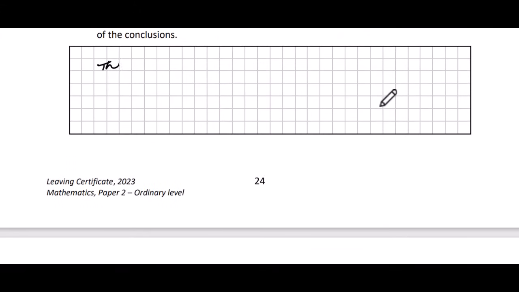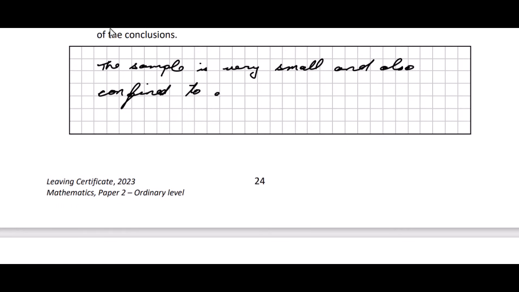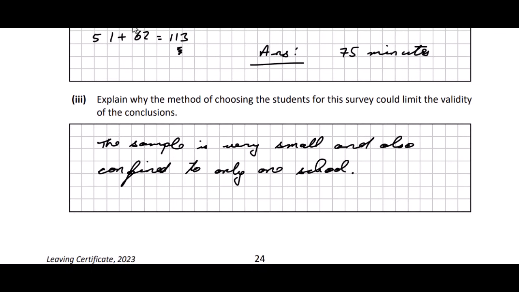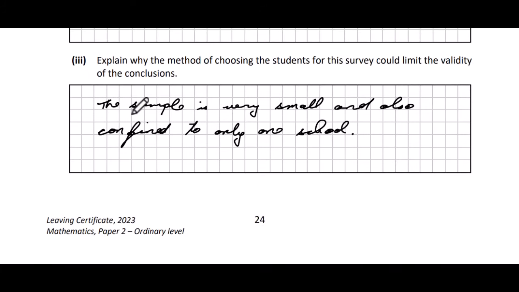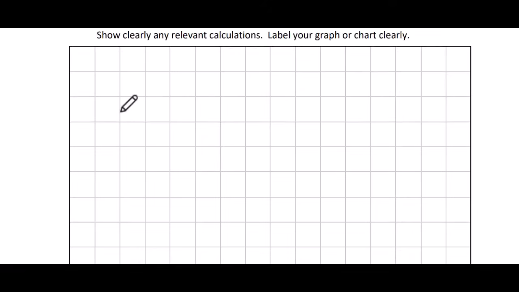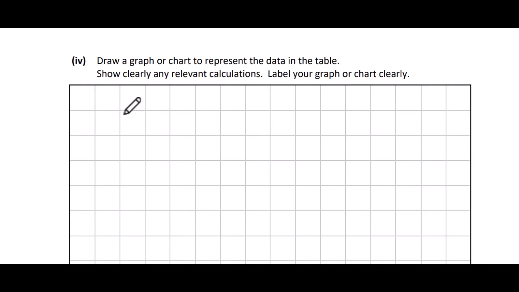So I'm going to say here the sample is very small and also confined to only one school. So the question was, explain why the method of choosing the students for the survey could limit the validity. So that's what I'm saying, that it's too small a sample, only 200, and it's also confined to only one school. Okay, draw a graph or chart to represent the data in the table.